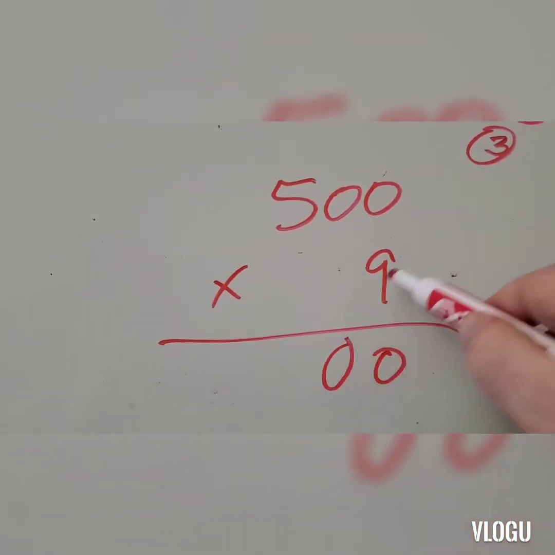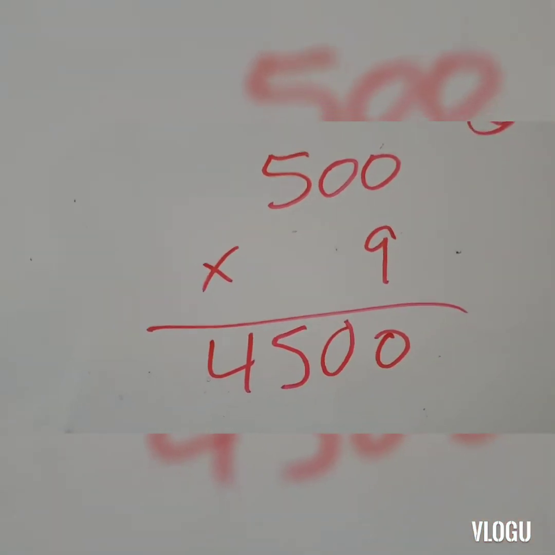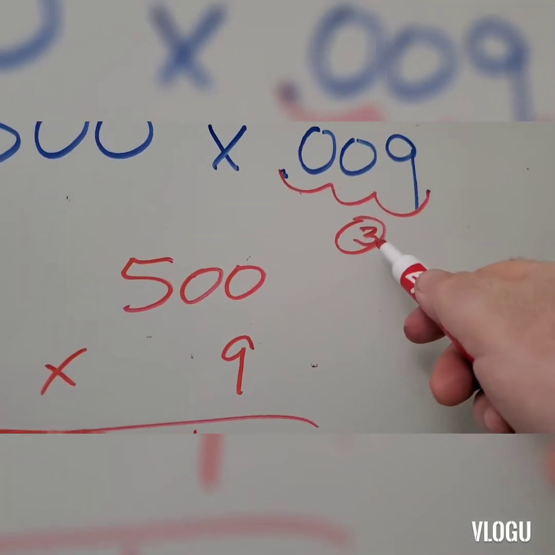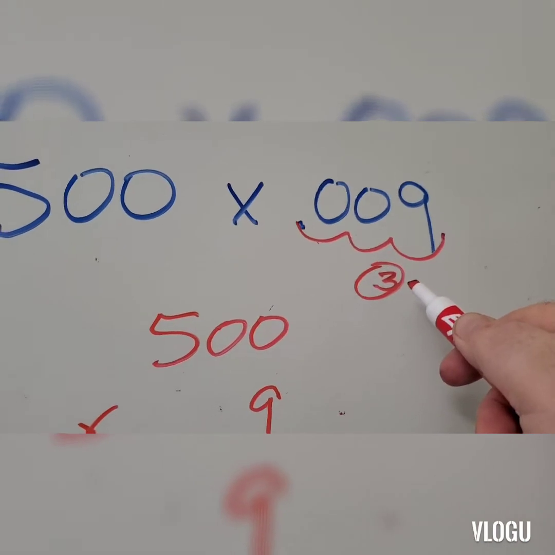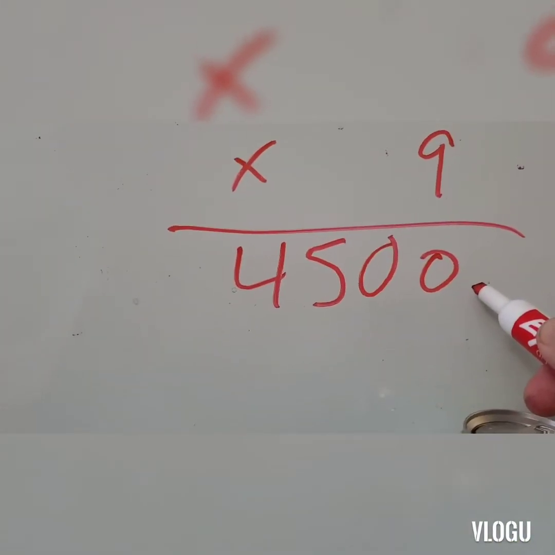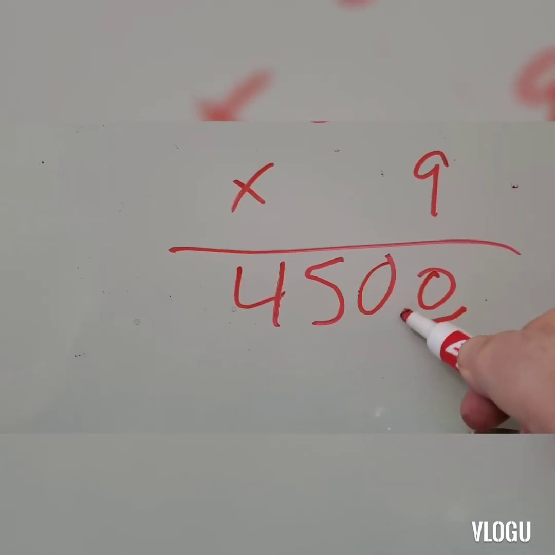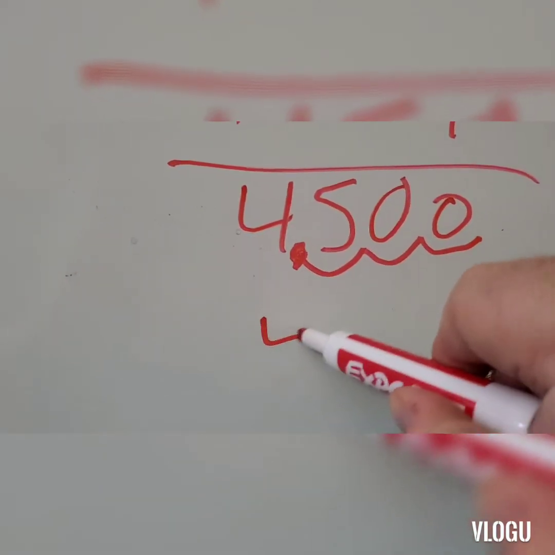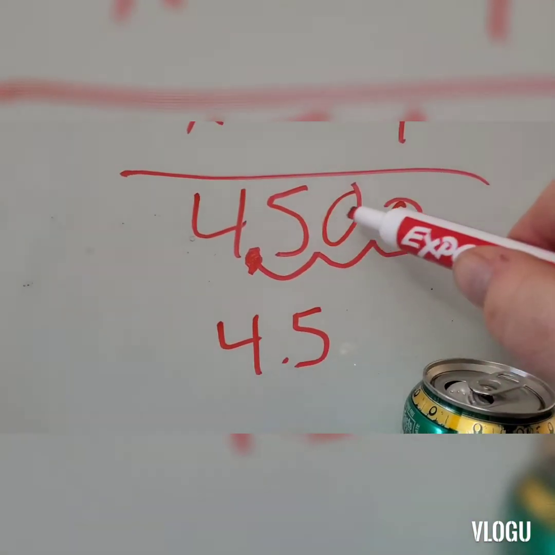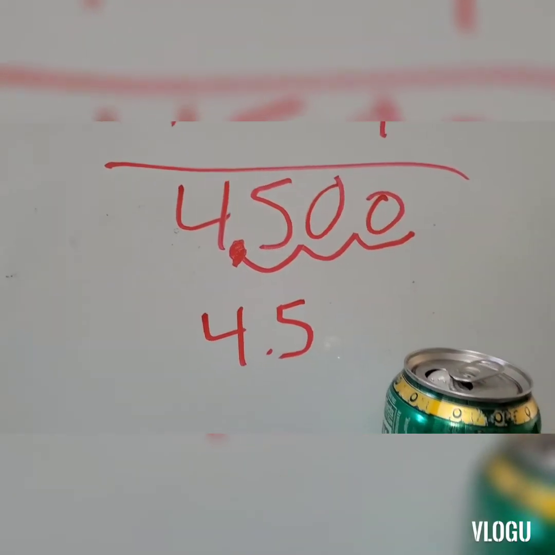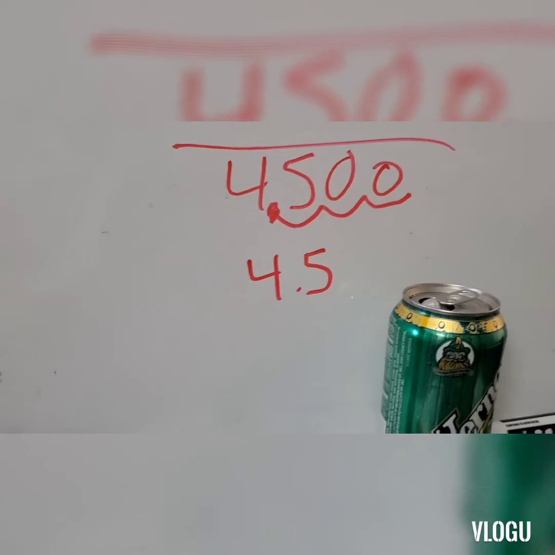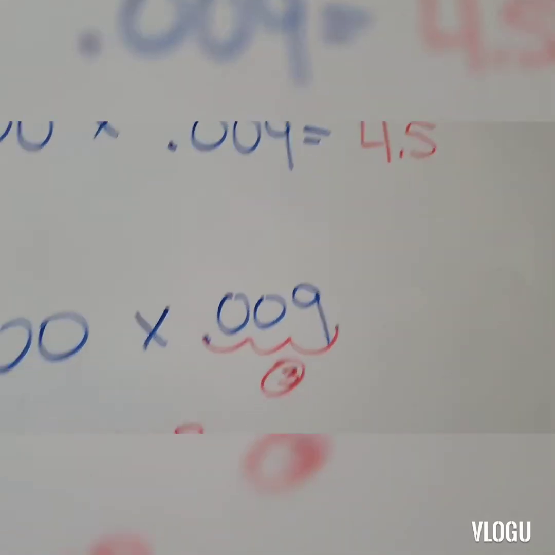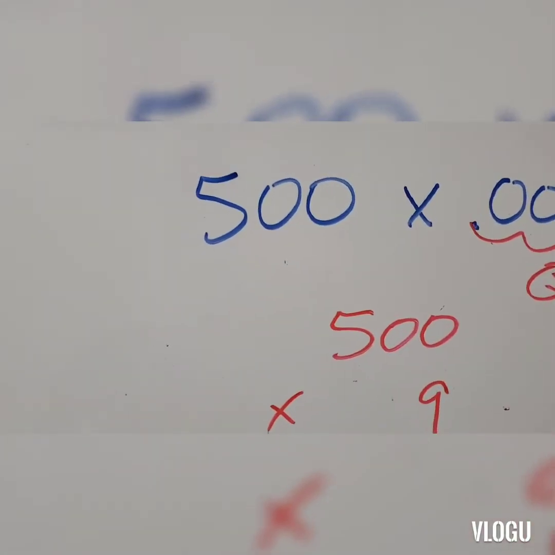0, 0, 45. Now, I slid my decimal a total of 3 spaces, so my decimal here needs to slide 3 spaces. 1, 2, 3. So my answer is 4.5. Do I need these zeros? I do not. I do not need those zeros. So my answer is just 4.5, or 4 5/10.